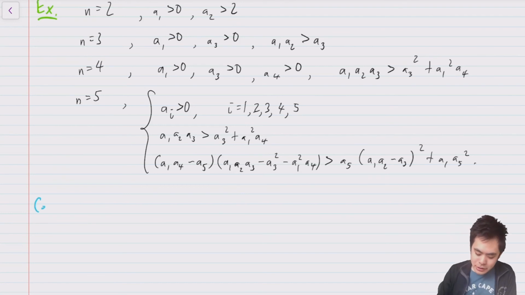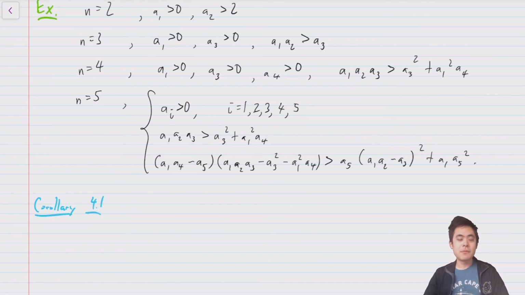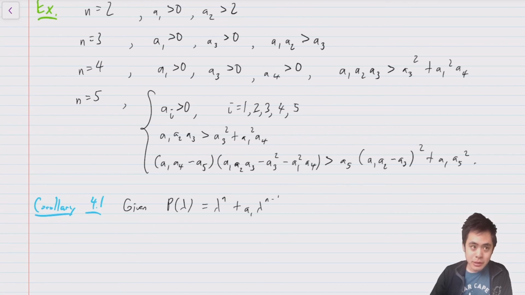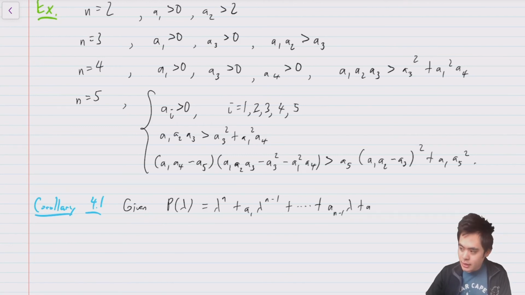Let's go ahead and give an easy corollary, though. This is going to be corollary 4.1, which is just a necessary condition, but not a sufficient condition. Given our polynomial p of lambda is equal to lambda to the n plus a1 lambda to the n minus 1 plus dot dot dot plus a(n-1) lambda plus an, where ai is in the reals.